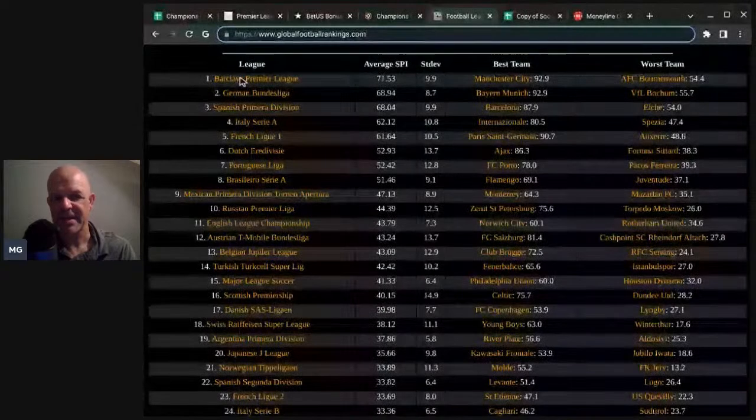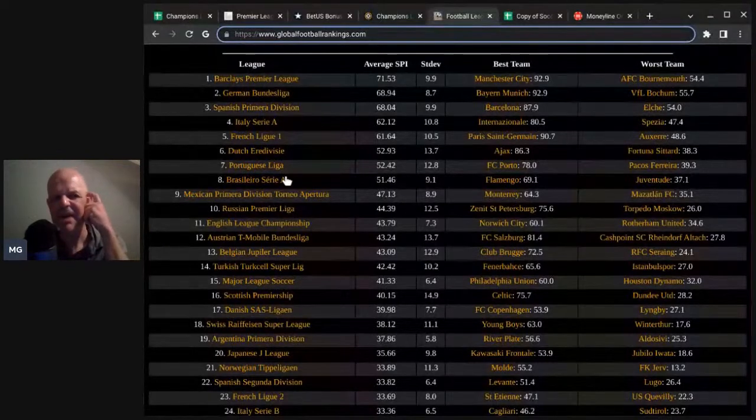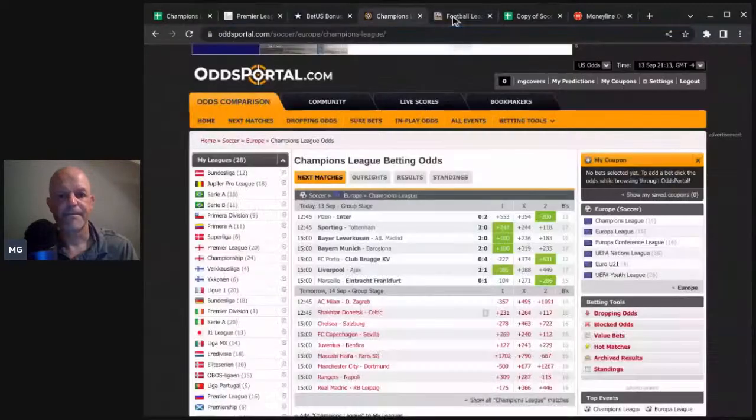Tottenham's from the English Premier League, and Sporting is from Portugal. So they were number 7. So not that far down, but still they're going to be extremely undervalued, right? And they won. Let's go to Leverkusen. Nice win there at plus 160.